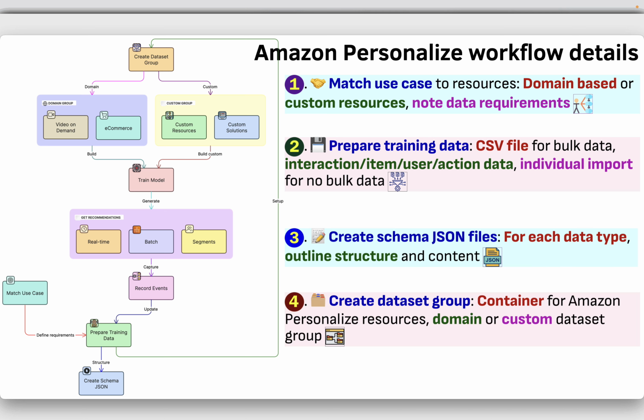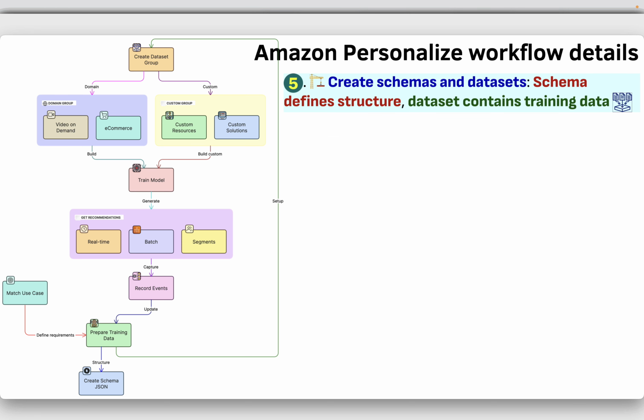Fourth step, you create a dataset group. A dataset group is a container for Amazon Personalize resources. You can create a domain dataset group with pre-configured resources for video on demand or e-commerce domains, or you can create a custom dataset group and create only custom resources.